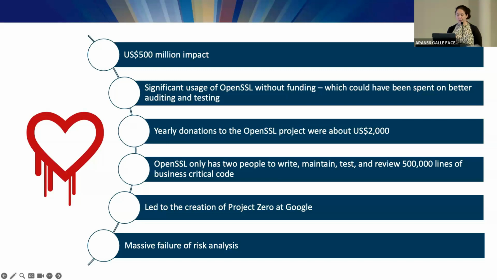No one was giving any money to it. The yearly donations to the OpenSSL projects before Heartbleed were about $2,000 a year. I mean, what can you do with that? Next to nothing. At the time, OpenSSL only had 2 people to write, maintain, test, and review 500,000 lines of business critical code. And they weren't full-time. These were just 2 guys trying to keep this up and running.